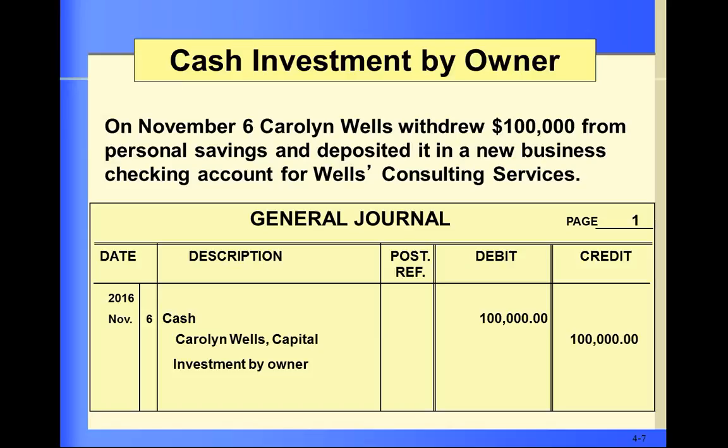So here's that first transaction again with Carolyn Wells Consulting, where the cash was entered into the checking account. So we debited the cash account, and then we gave representation of that financial interest by putting $100,000 into Carolyn Wells Capital. The memo for this transaction was investment by owner.